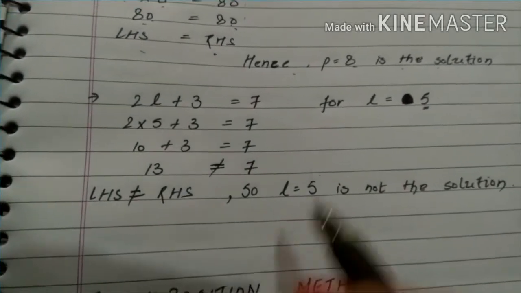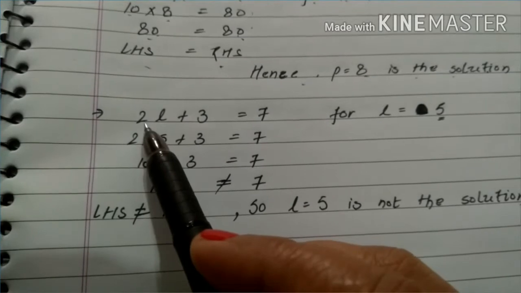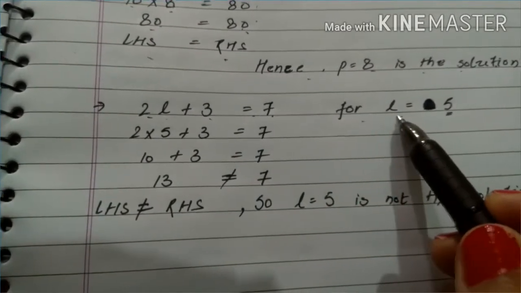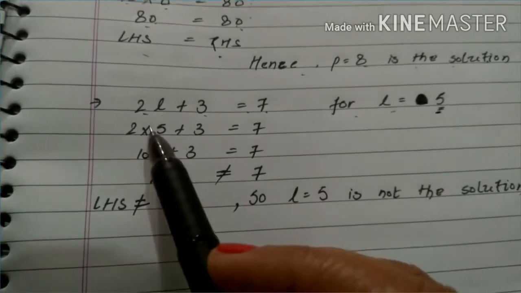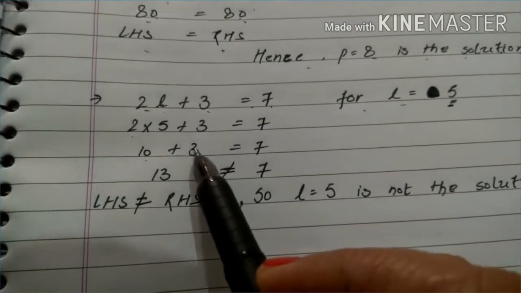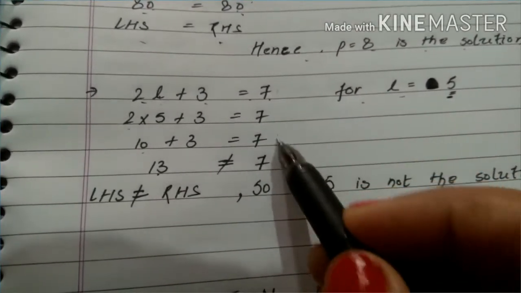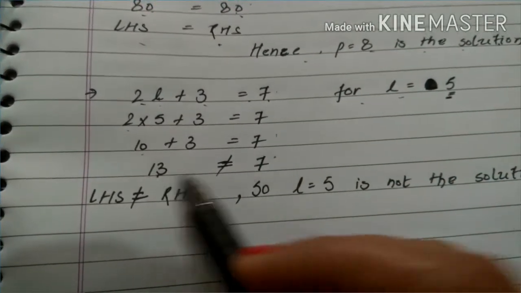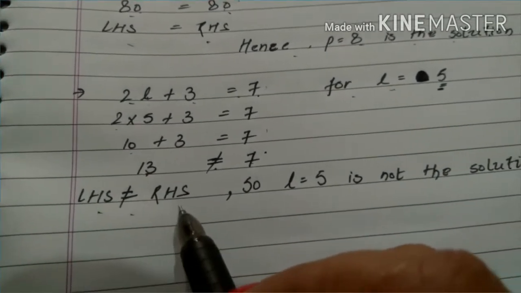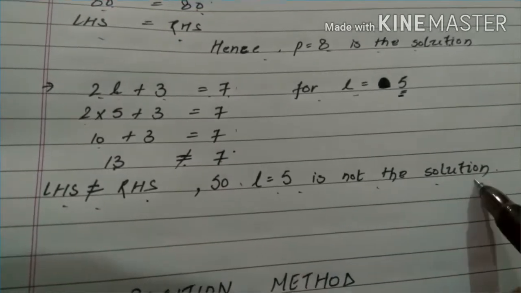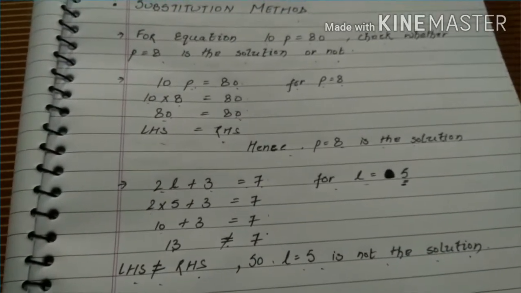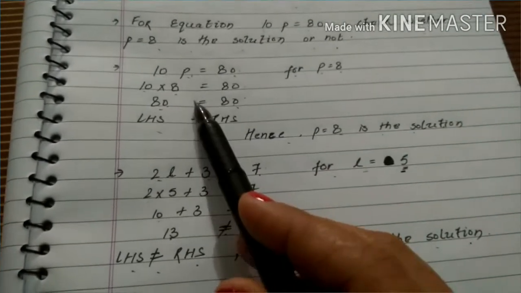Fine. One more example: we have taken the equation 2l plus 3 is equal to 7, and you have to check the value l is equal to 5. So replace the value l is equal to 5. You will get 2 into 5, 10, plus 3 is 13. And on the right hand side you have 7. So 13 and 7 are not equal. Here the left hand side is not equal to the right hand side. So l is equal to 5 is not the solution. This was the substitution method, where you have to substitute the value.